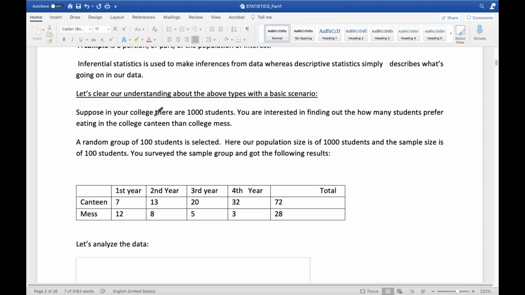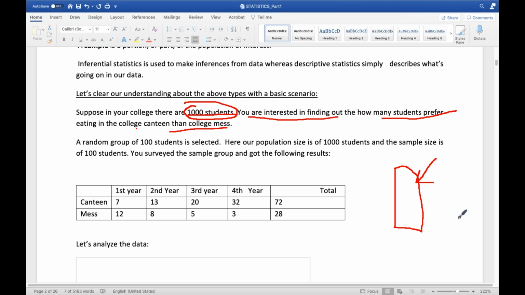Suppose in our college there are 1,000 students. You are interested in finding out how many students prefer eating in the college canteen rather than the college mess. For example, you got a contract to put a canteen in one college. You want to start the canteen business in one college.